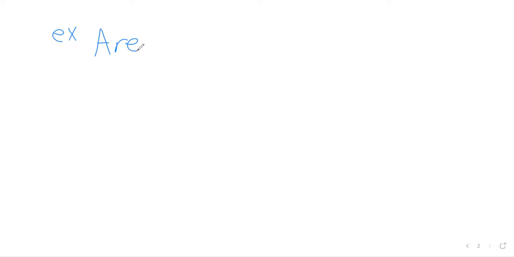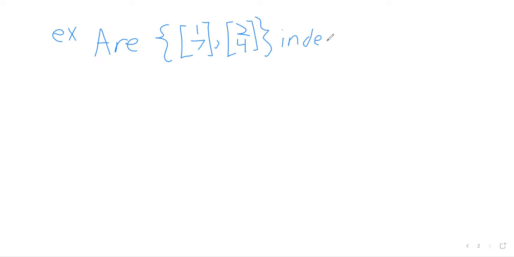Are the vectors (1, 7) and (2, 4) independent or dependent? Every set of vectors, by definition, is either independent or dependent.